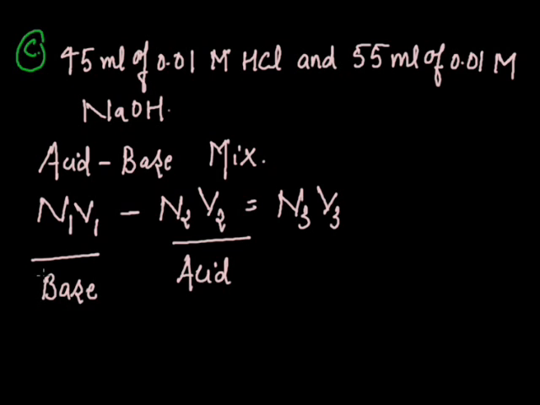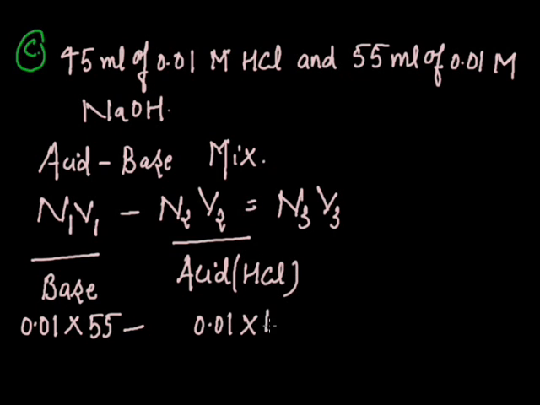The normality and the molarity of NaOH will be equal, because the number of replaceable OH minus ions is 1, and in case of HCl the number of replaceable H plus ions is 1, so their normality and molarity will be equal. Now the normality of NaOH is 0.01, its volume is 55, minus N2V2, that means of acid, that is HCl, its normality is 0.01 and its volume is 45.